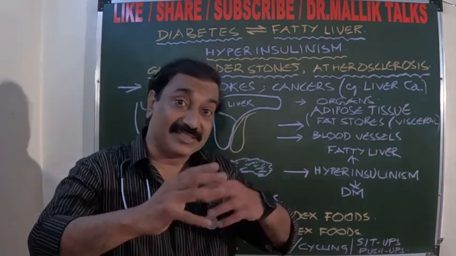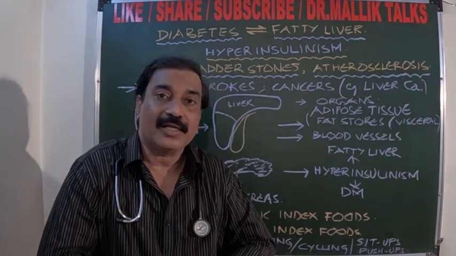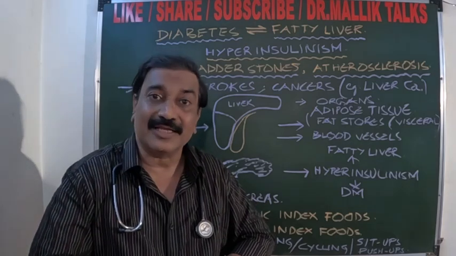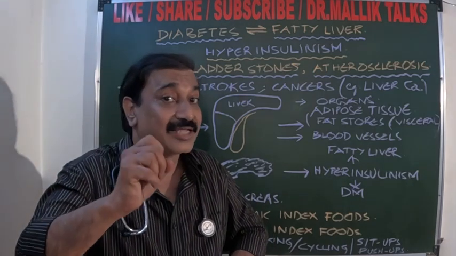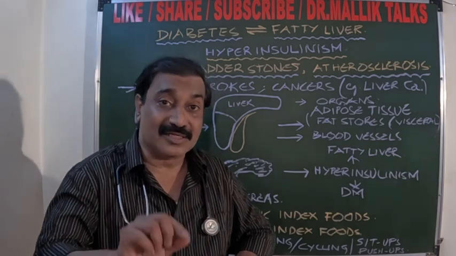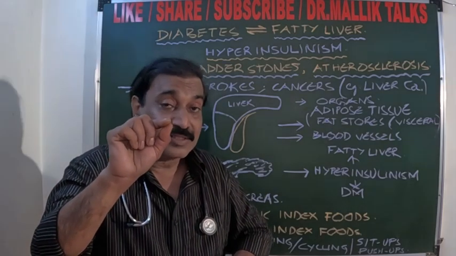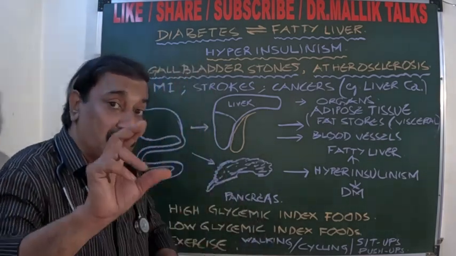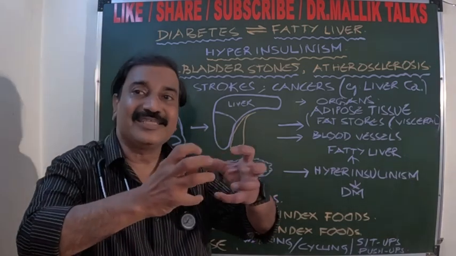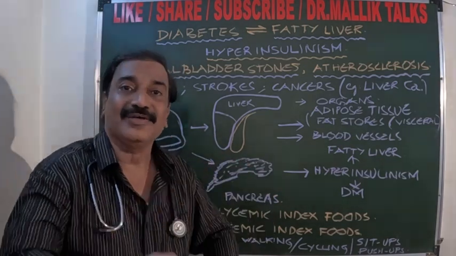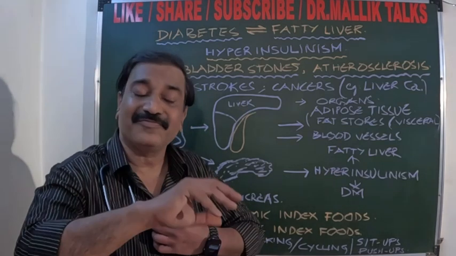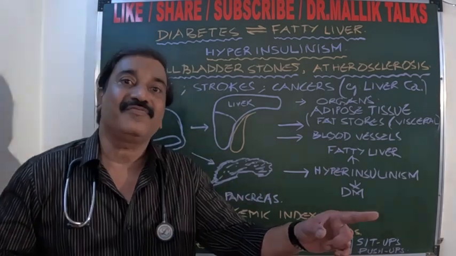Excessive glucose: suppose you are eating 4,000 calories, you need only 2,000 calories. The rest of the 2,000 calories, what happens? That excessive 2,000 calories of glucose, which has formed in the intestine, is taken up by the liver and stored inside the liver as fat. That is how the liver fat forms.